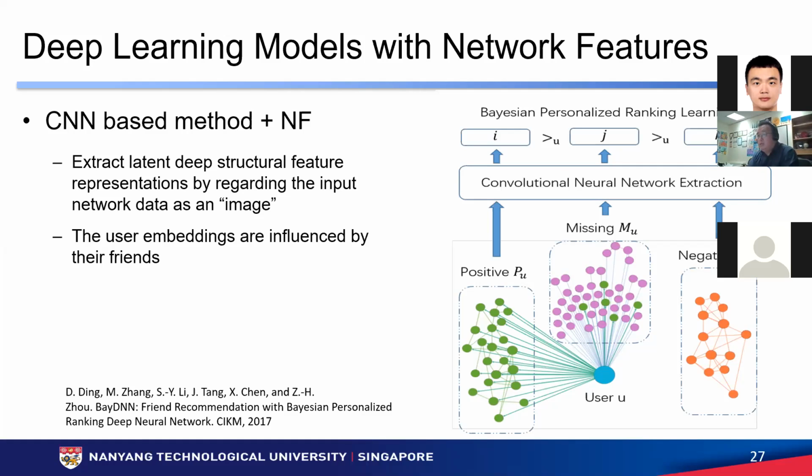It will extract the latent deep structure feature representations by considering the input network, the social network, as an image. And then the user's embedding will be influenced by their friends' embeddings. So this is basically the idea, and this is just one example.